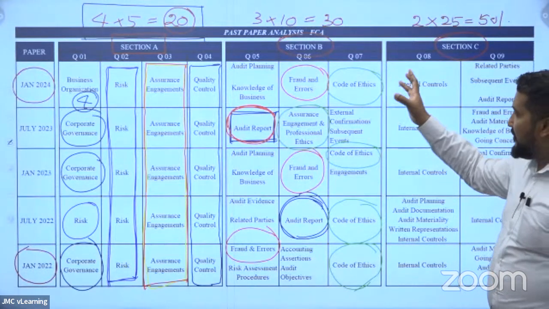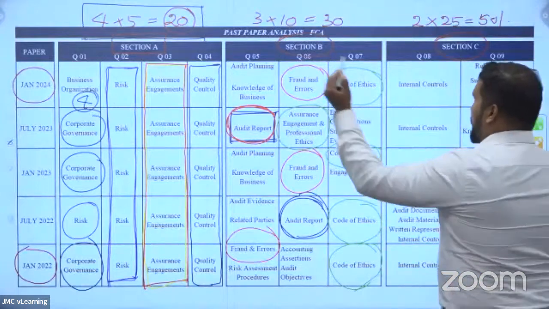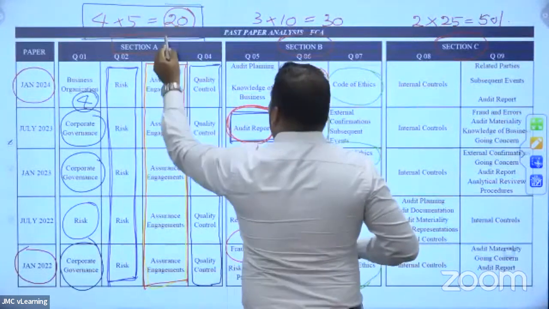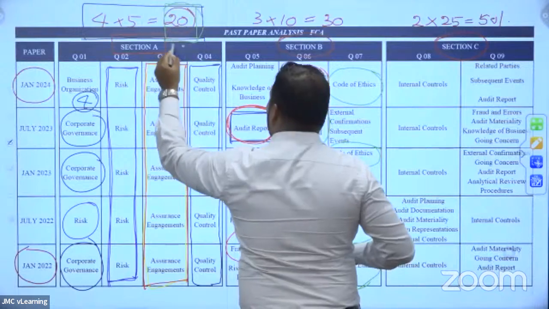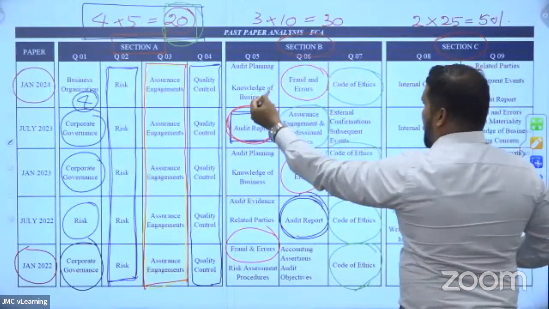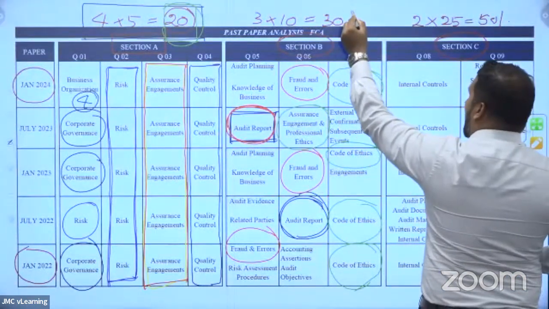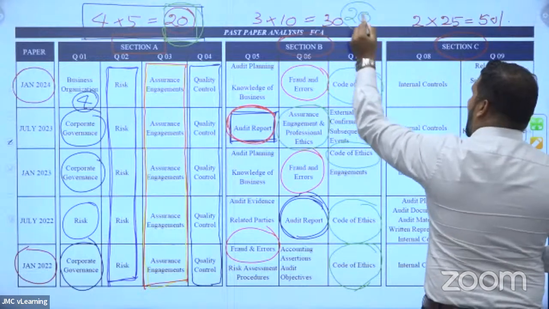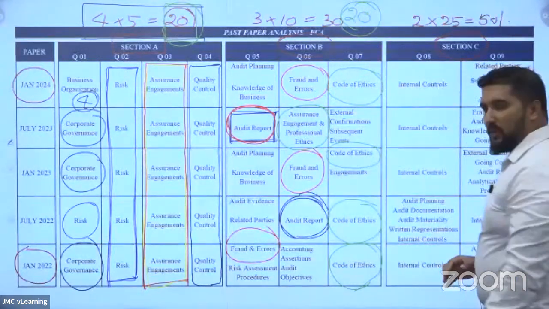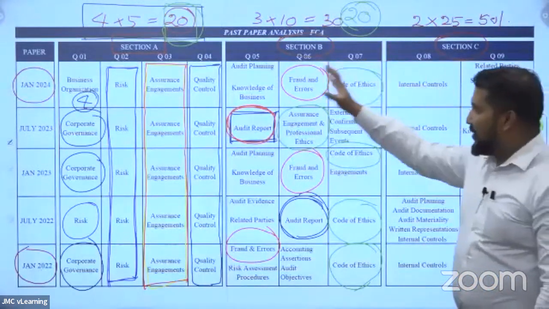So for an example, when you analyze these two, section A and section B, here we have 20 marks for main 4 areas, where out of that 30, if a question comes from audit report and if a question comes from code of ethics, then you will be having 20 marks as well. Clear? Right. Are we clear on these 2 areas?